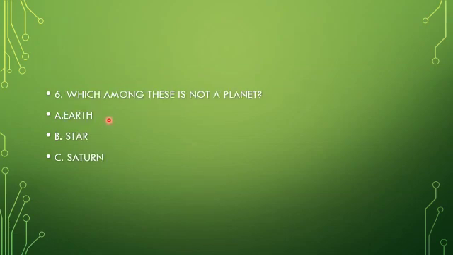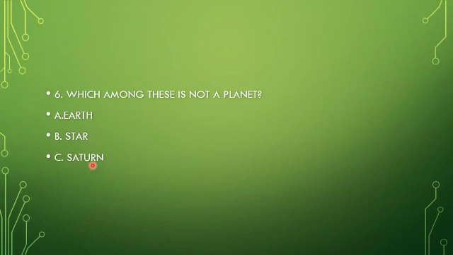Question number 6. Which among these is not a planet? Now in our solar system, students, there are altogether 8 planets. And here are the three options given. We need to search out of the three which is not a planet here. A. Earth, B. Star, C. Saturn.